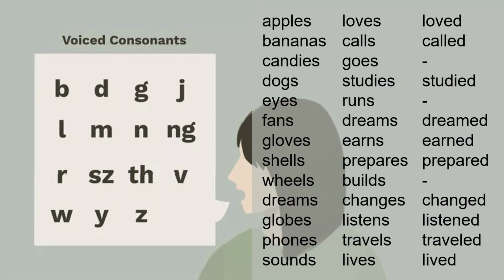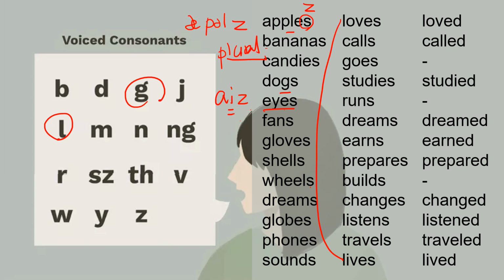So let's take a look at the chart here. L is a voiced ending. Apple. When you have S after a voiced sound, it sounds like Z. So you pronounce it as apples. And bananas, candies, dogs. G is a voiced sound. And this is I, a vowel. After a vowel, S sounds like Z, so you pronounce it as eyes. Fans, gloves, shells, wheels, dreams, phones, and sounds. These are all plural words. And this one is third person singular.